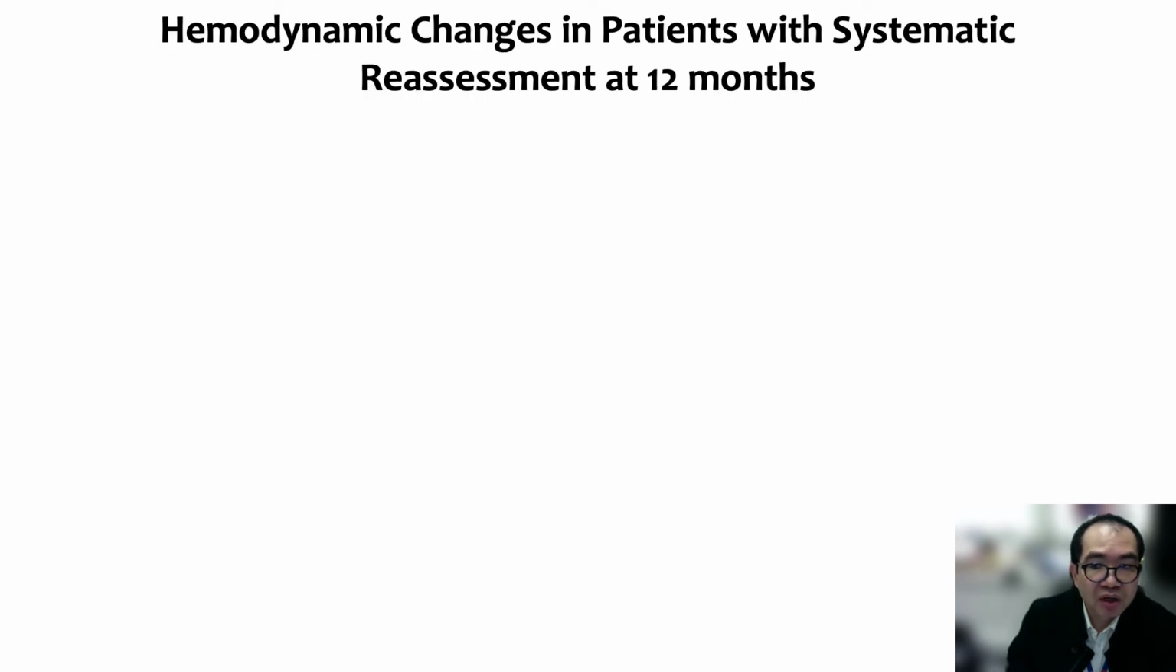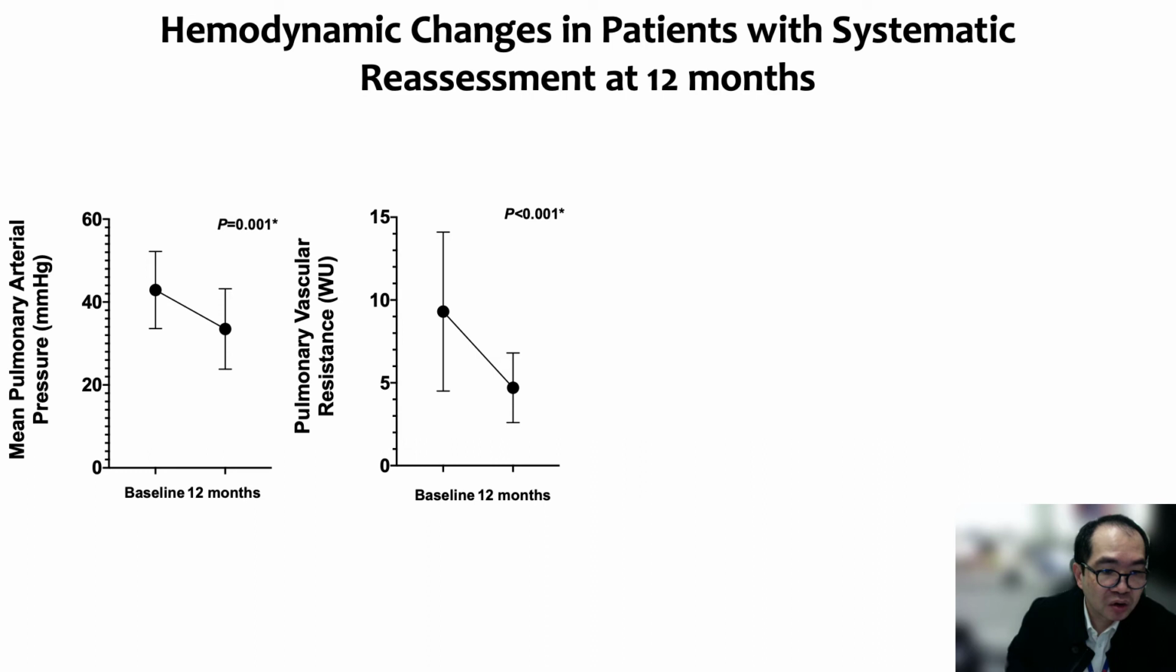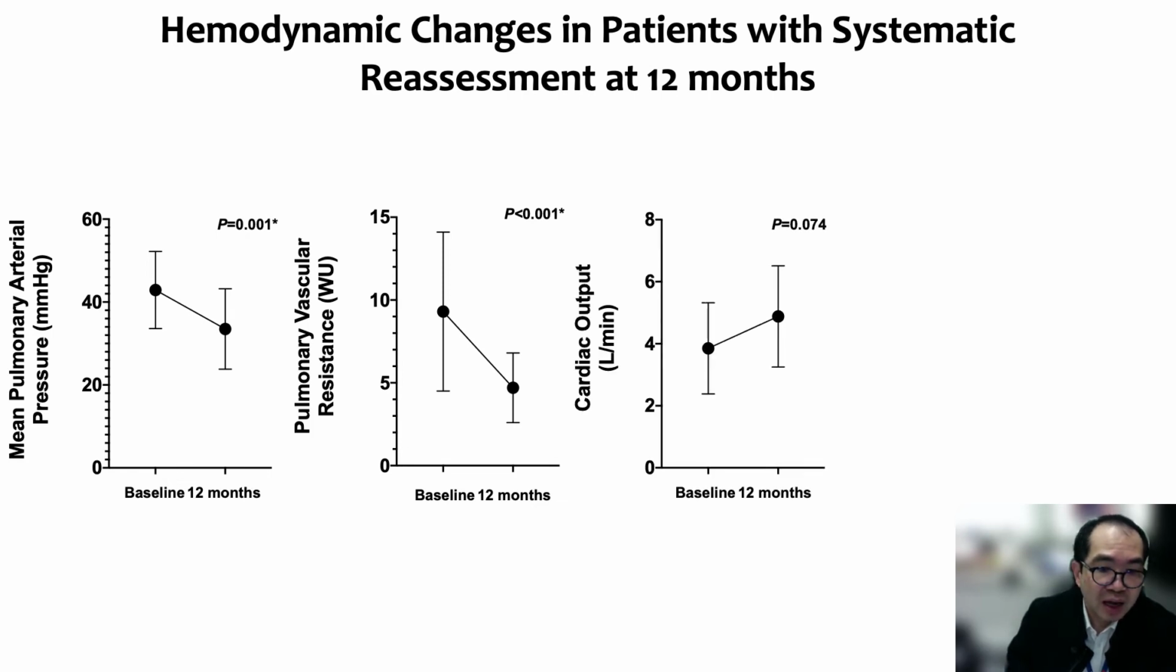And for those patients that we have systematic reassessment, we can have the invasive parameters to reflect how we change their outcome. In fact, we can see that at 12 months compared to baseline, the drop in mean pulmonary arterial pressure is significant, from 40 to 50 down to around 30. The pulmonary vascular resistance also drops significantly from 9 all the way down to 4, which is a very important feature showing that this patient is responding to the treatment. And the cardiac output of this patient is increasing.